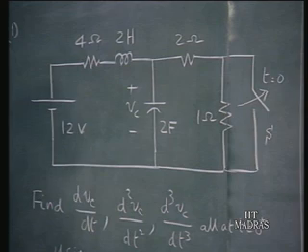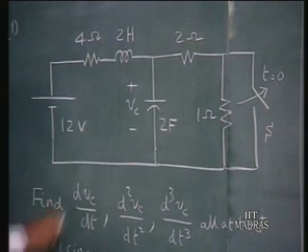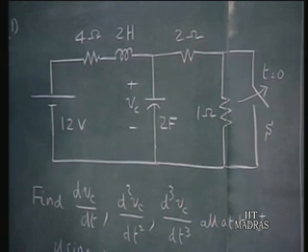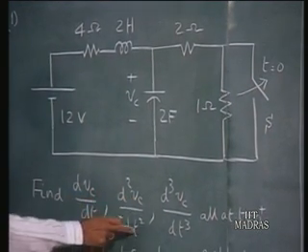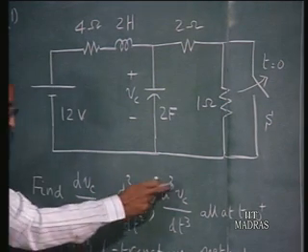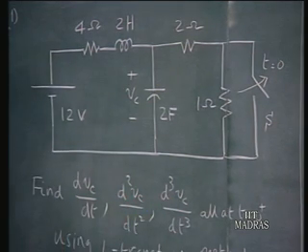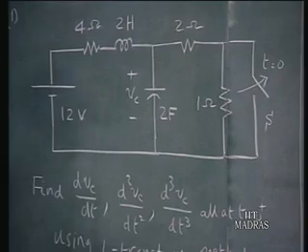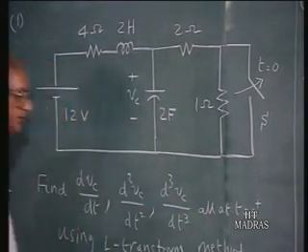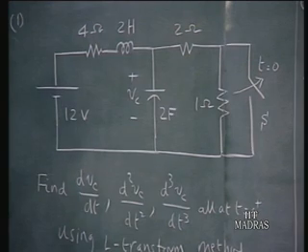Now you are asked to find out the rate of change of capacitor voltage dVc/dt, d squared Vc/dt squared, the third derivative d cubed Vc/dt cubed, not as a function of time, but all of them evaluated at t equals 0 plus. And how do you do this?